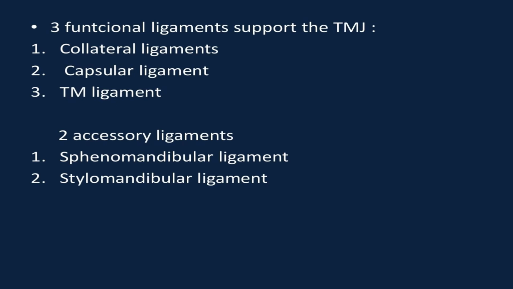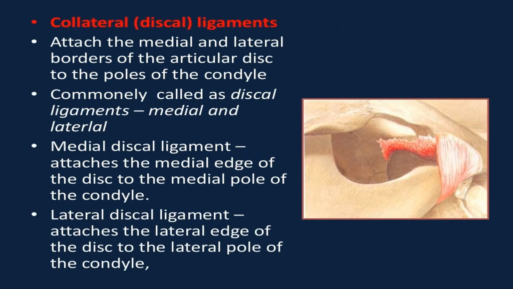Three functional ligaments support the TMJ. 1. Collateral ligaments. 2. Capsular ligament. 3. TM ligament. Two accessory ligaments: 1. Sphenomandibular ligament. 2. Stylomandibular ligament.